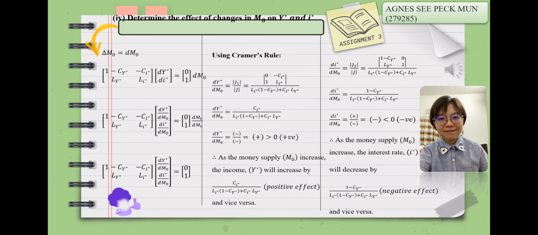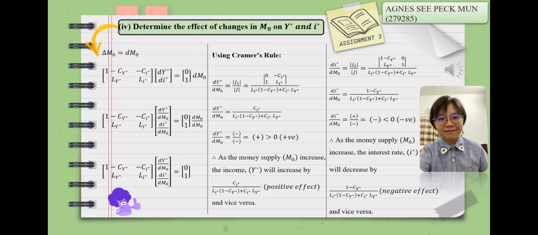As for the Roman 4, which is to determine the effect of changes in m null on y star and i star. Changes in m null, which means dm null. We want to know the effect of changes in m null on the y star and i star. Thus, we will have dy star over dm null and di star over dm null and dm null over dm null. In order to get the dy star over dm null, we can apply Cramer's rule, which is determinant J1 over determinant J.